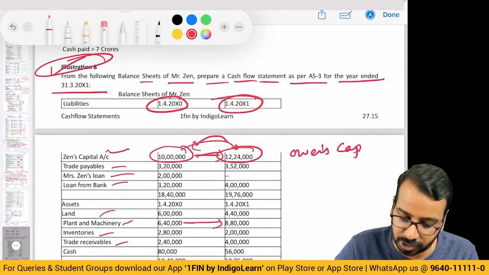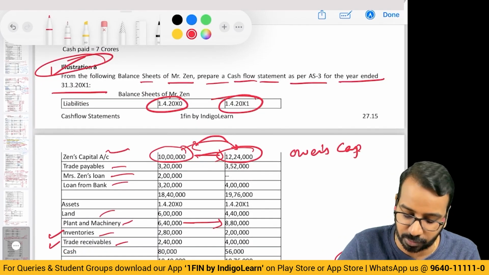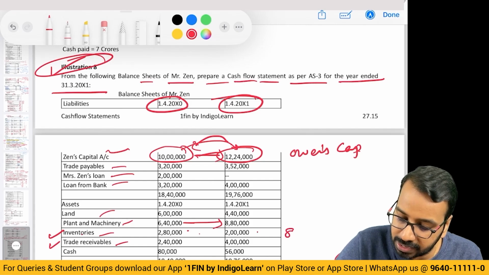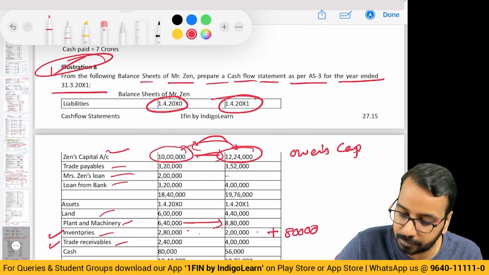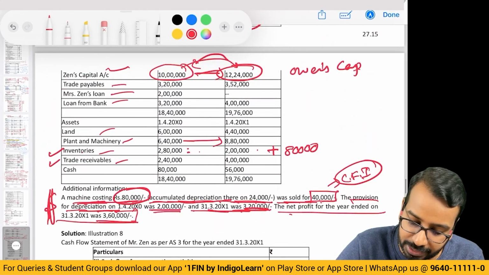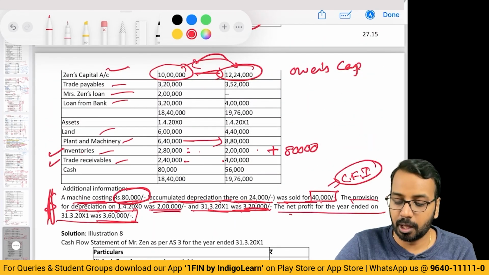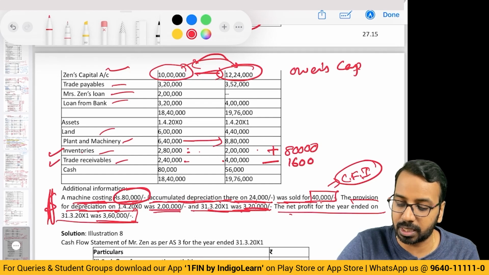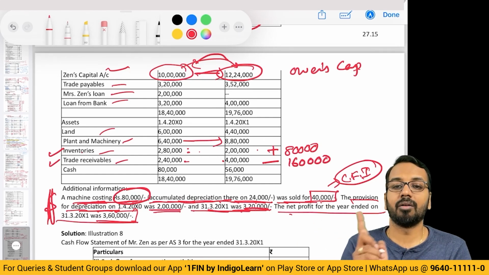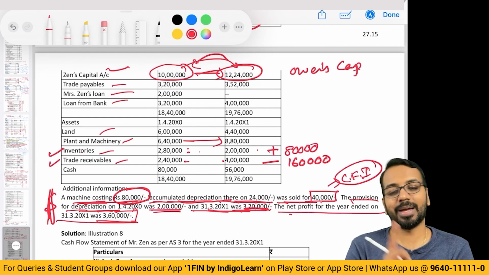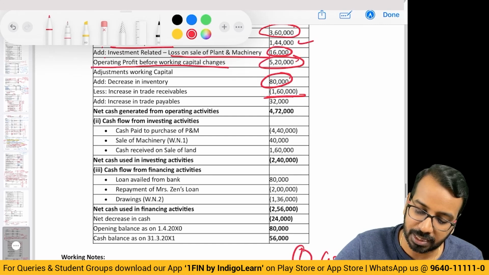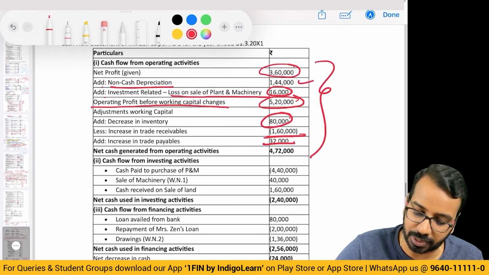After that, you just need to see the current asset. You have inventory, trade receivable. Inventory, opening minus closing. So it is 80,000 plus. Trade receivable 240 to 4 lakhs minus 1,60,000. As I told you, for assets, we will take opening minus closing. For liabilities, we will take closing minus opening. So opening minus closing, 160 minus 160. Same with trade payables, 32,000. This part is done. Okay.